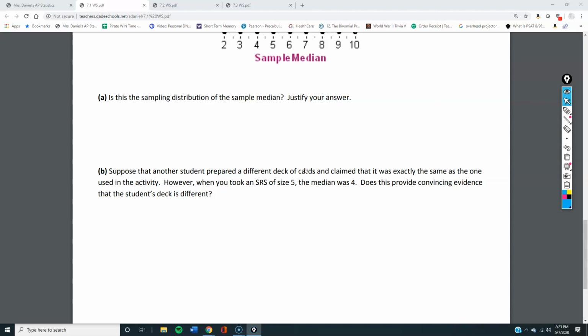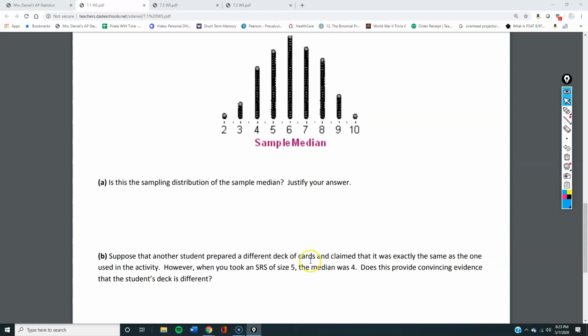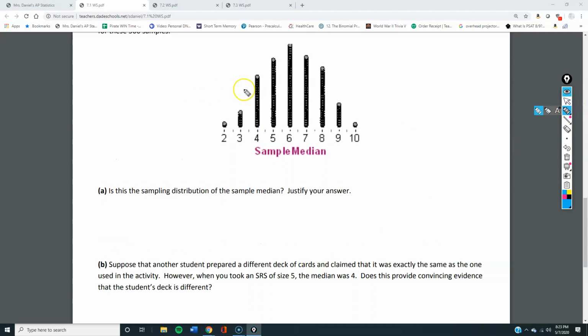However, you took a simple random sample of size 5 and got a median of 4. Does this show that the student's deck was different? No, it doesn't show that it's different, because it got 4 or less by chance more than 5% of the time. Okay? Because it got 4 or less more than 5% of the time, it does not have convincing evidence.